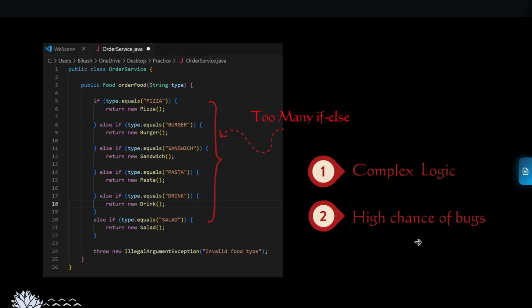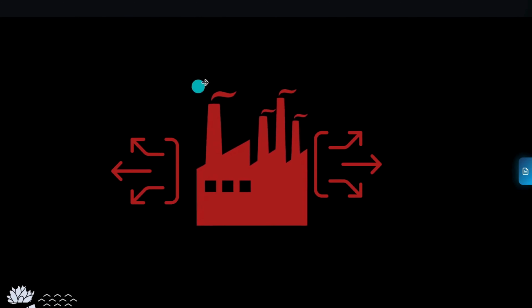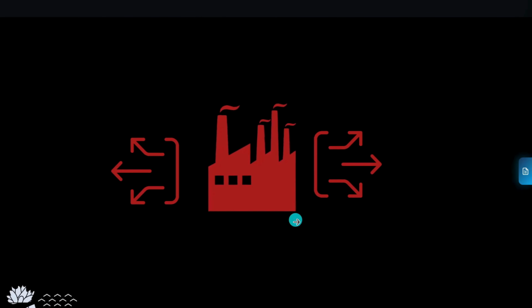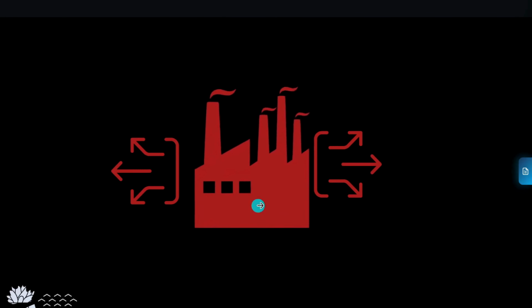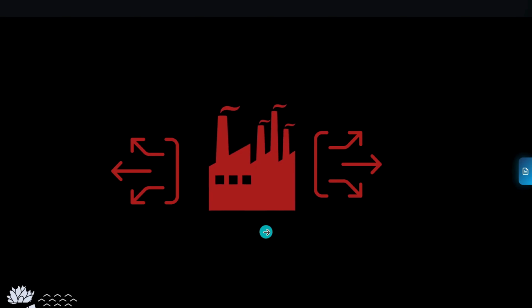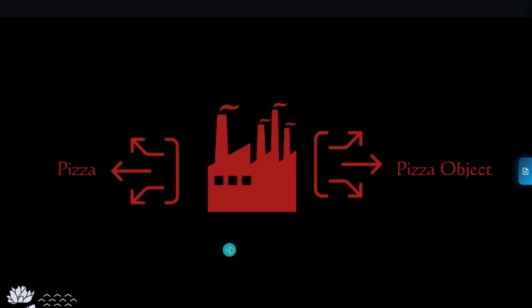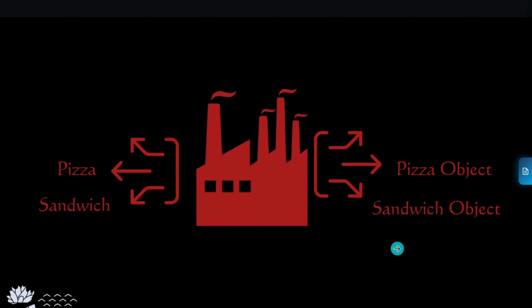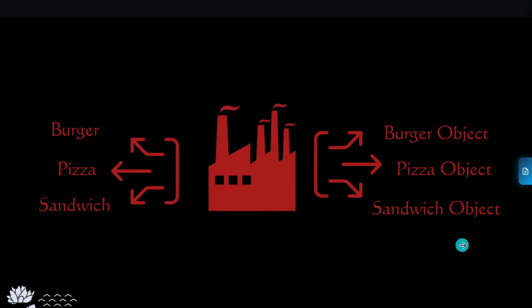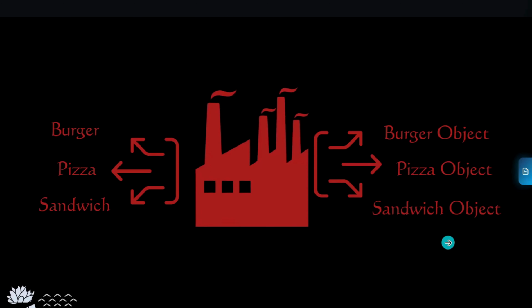So how do the developers, the senior engineers, solve this problem at the production level, right? Instead of creating the objects everywhere in the application, we move the object creation logic into one dedicated place, and that place is called a factory. The factory receives the request and creates the object automatically. Suppose the input is pizza, the factory creates the pizza object. If the input is sandwich, the sandwich object. If the input is burger, the burger object gets created, right?